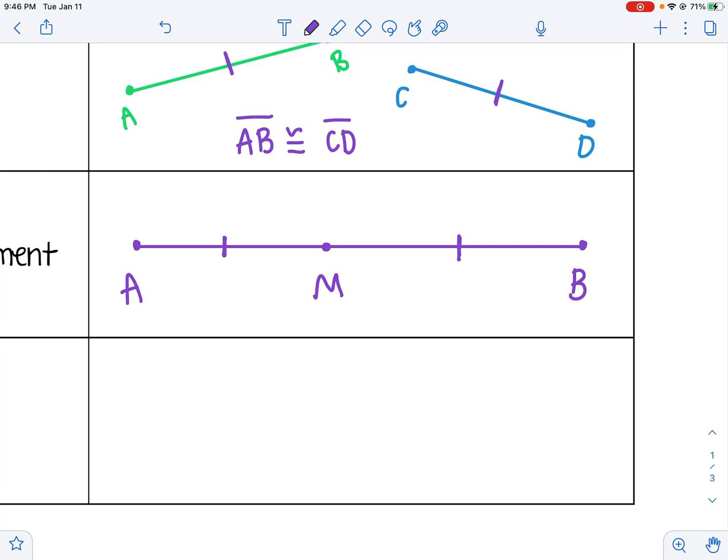Remember that those ticks mean congruent, meaning that if this side is 10, then the other side would be 10, which makes M our midpoint in the middle. Those ticks are important in the picture because they show us that M's in the middle. Now, midpoint helps us out.